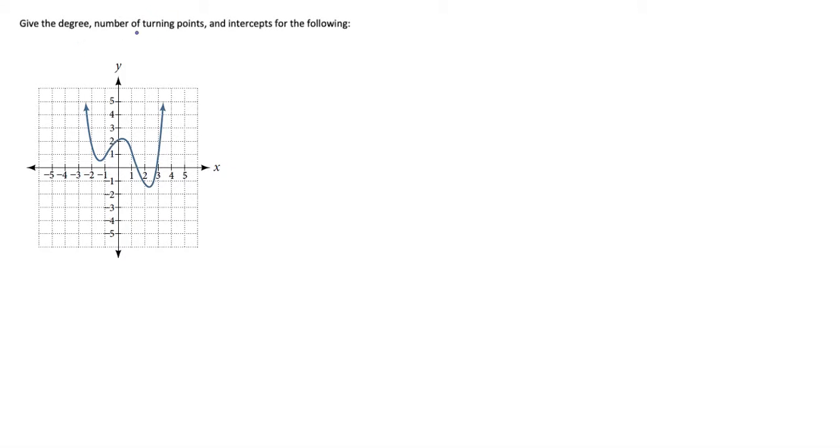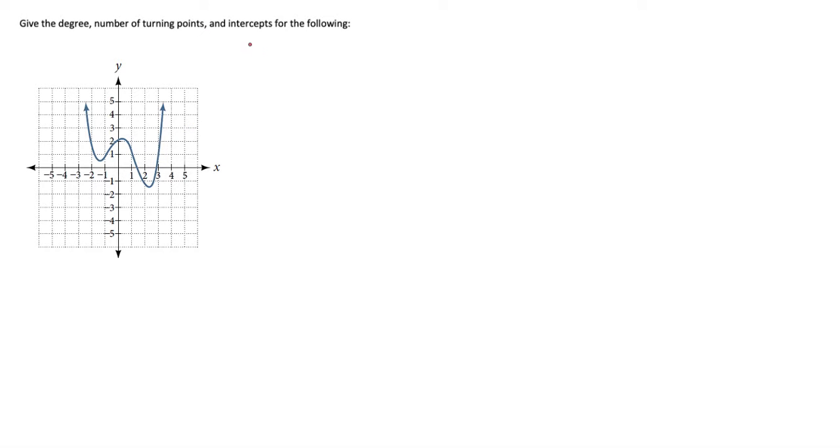Give the degree, number of turning points, and intercepts for the following. Now we see here that we're not given the actual function or the equation of the polynomial, right? That'll actually be pretty beneficial. Here we're just given the graph, okay? So let's take a look. What are the characteristics of this graph that we see?